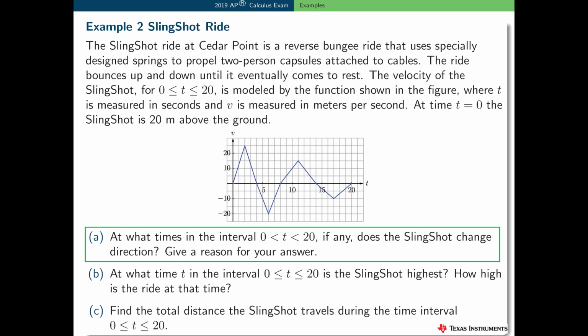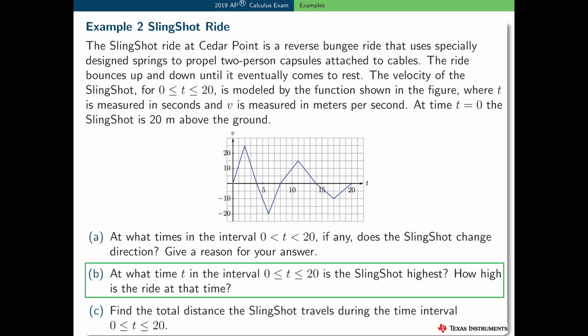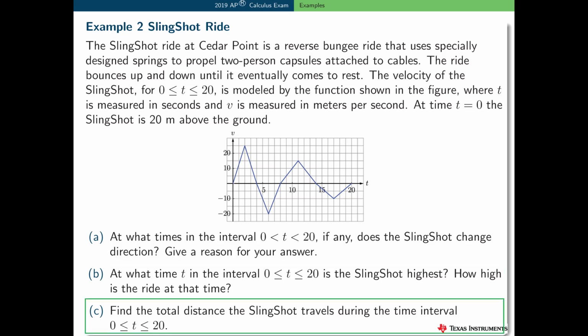Find the times at which the slingshot changes direction. At what time is the slingshot at its highest point? And how high is the ride at this time? And finally, find the total distance traveled by the slingshot over the time interval 0 to 20.